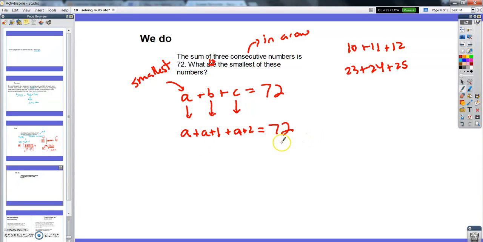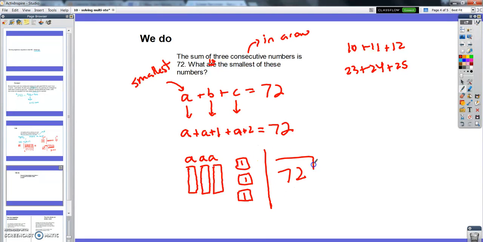I think what I'm going to do then is use my drawing strategy. On this side of the equation, I have a, and a, and a. Or if you'd rather, variable bar, variable bar, variable bar. And the 1 and the 2. Since there's not many, I can draw them like that. And on this side, I have 72. I'm trying to figure out what each of these a bars is, and then I'll know the answer.